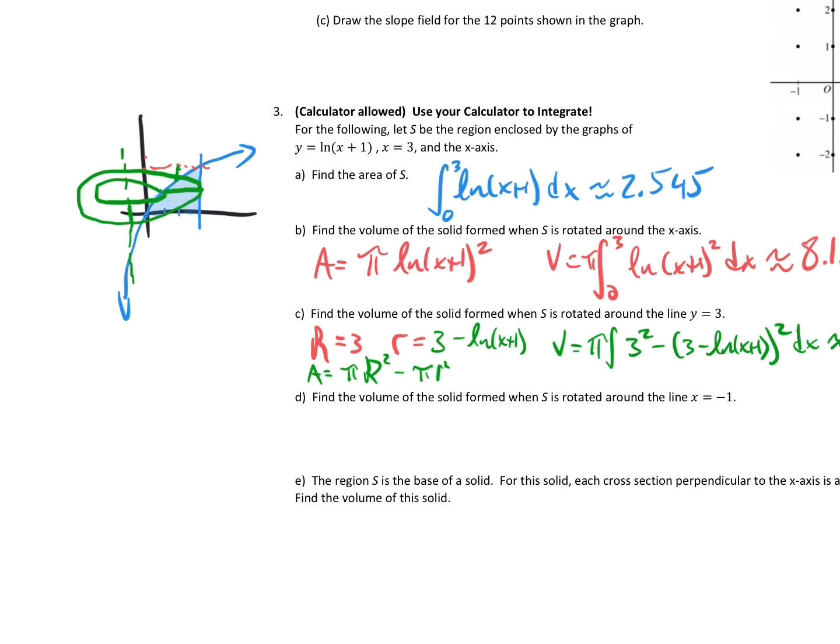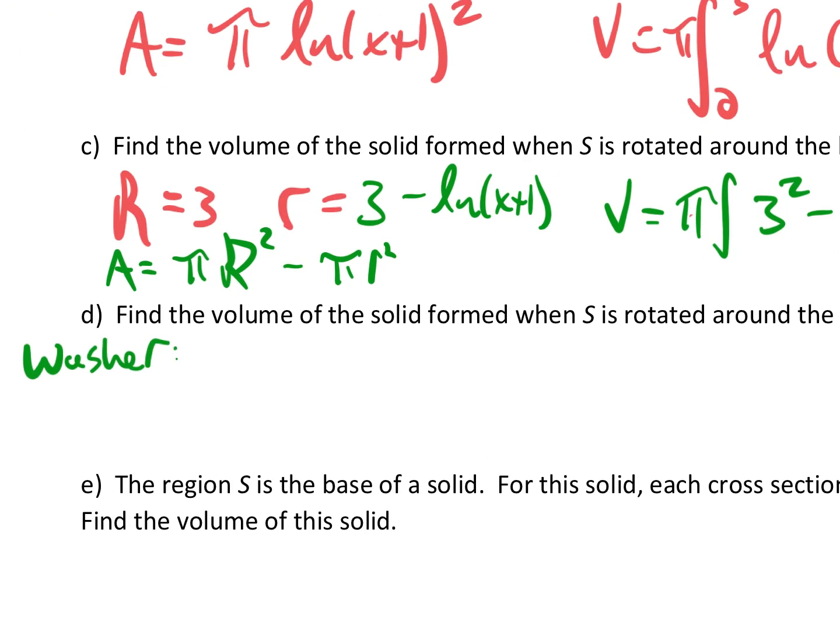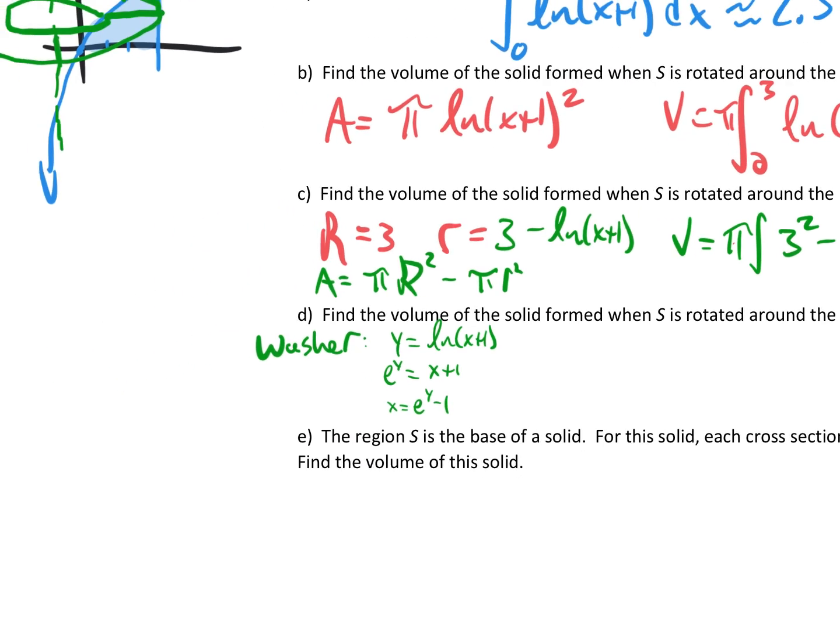Now we can do this in two ways. We can do this with the washer method, or we can do this with the shell method. It's easier with the shell method, but I know that's kind of new to us. So let's do the washer method first. And so what we need to do is solve this and make it an equation of x in terms of y. So let's take y equals natural log of x plus 1. Okay, let's write this as e to the y equals x plus 1, subtract 1, and so x equals e to the y minus 1.